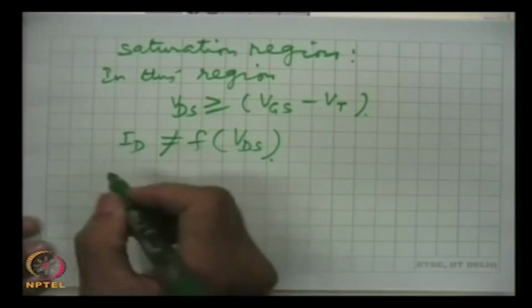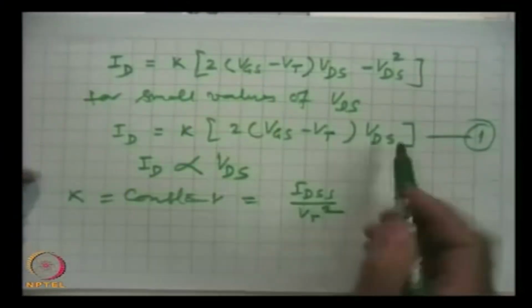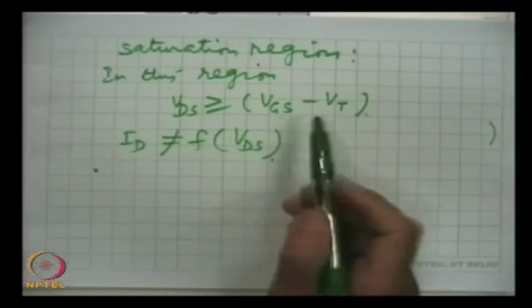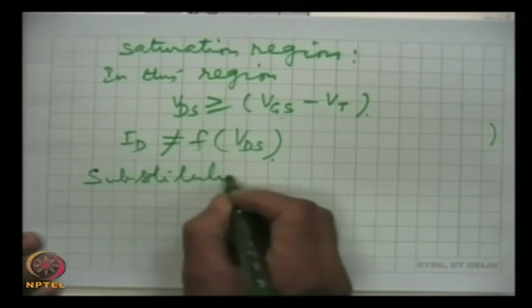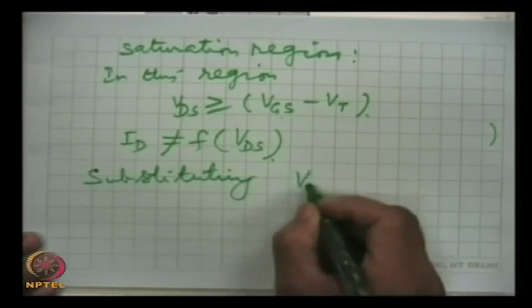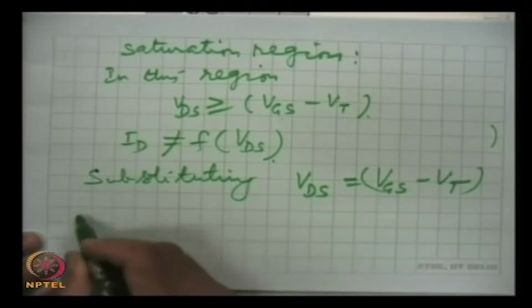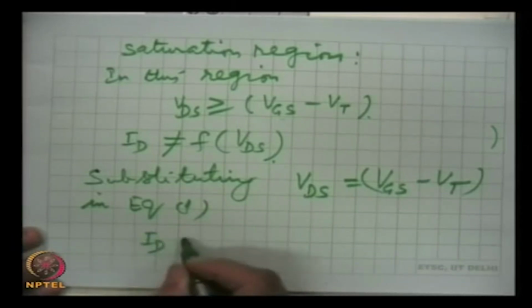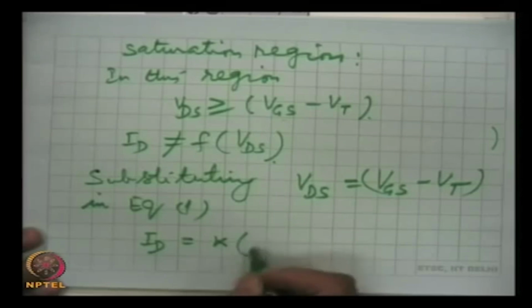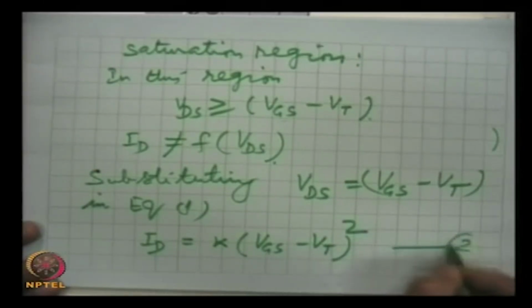Now, this equation we call equation 1, and in this we can substitute VDS by this quantity. So, substituting VDS equal to VGS minus VT in equation 1, we get ID equal to K times (VGS minus VT) square. We call it equation 2.